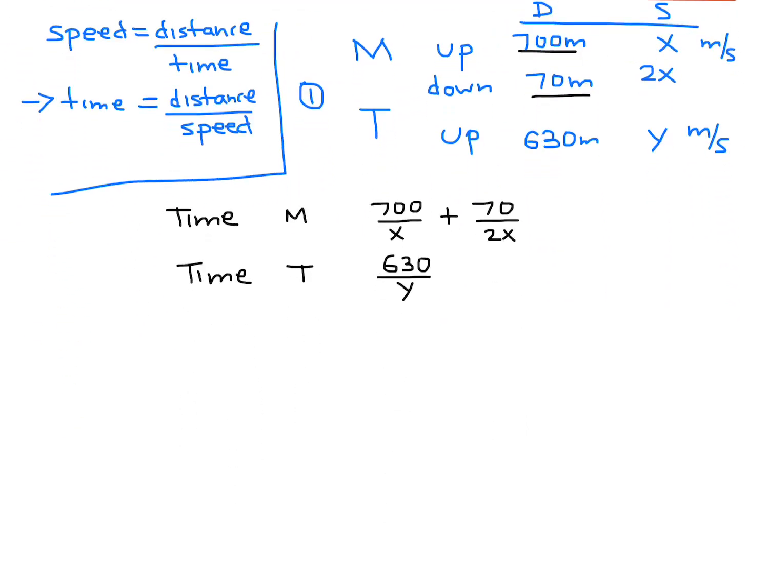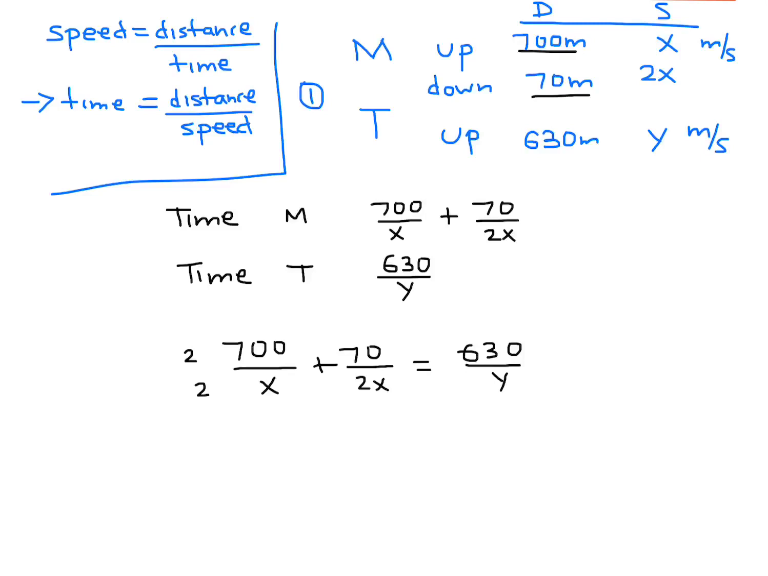So let's set them equal to each other. So we got 700 over x plus 70 over 2x is equal to 630 over y. All right, this looks like a common denominator is going to be 2x, so multiply top and bottom by 2. So this becomes 1400 plus 70 all over 2x.